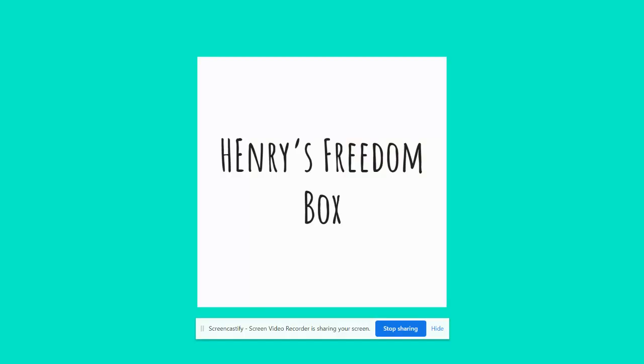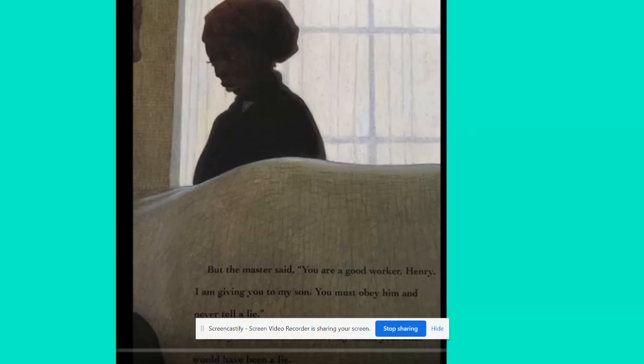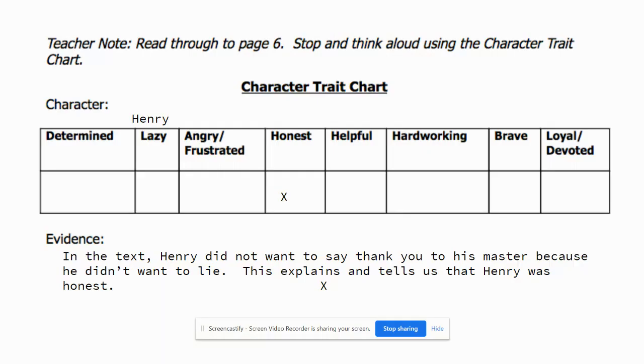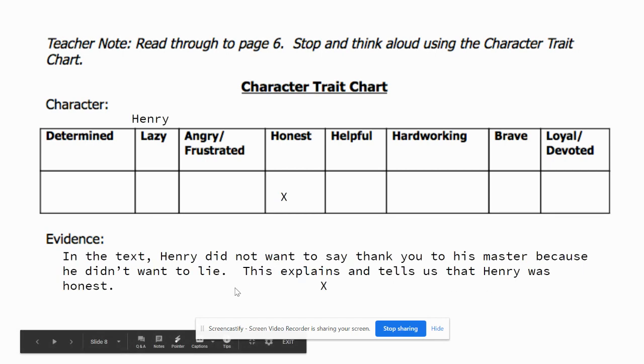So yes, last week we talked about Henry's Freedom Box, which we read in class already. This page was from last week as well, where Henry didn't want to lie. Okay, and if you remember, we filled this out. My character was Henry. I put an X underneath honest because he was honest, and I have my evidence from the text that explains why I thought Henry was honest. Okay. In the text, Henry did not want to say thank you to his master because he didn't want to lie. This explains and tells us that Henry was honest.